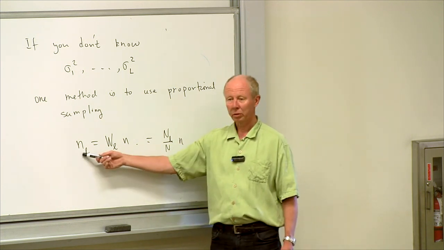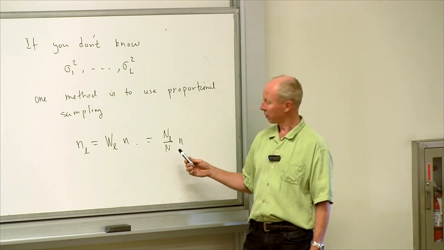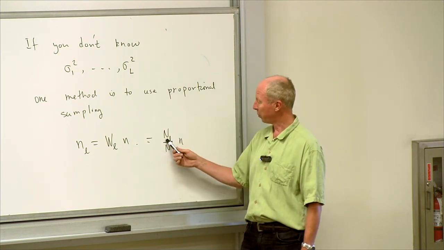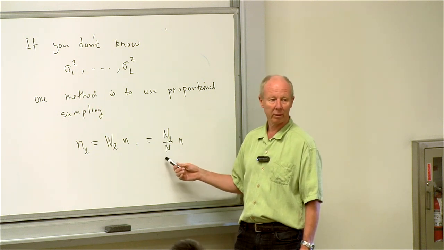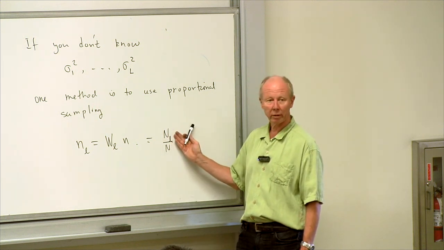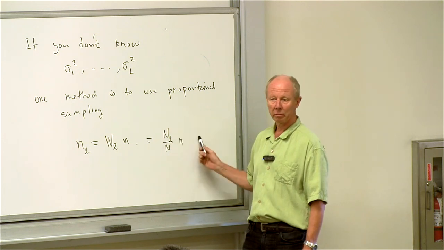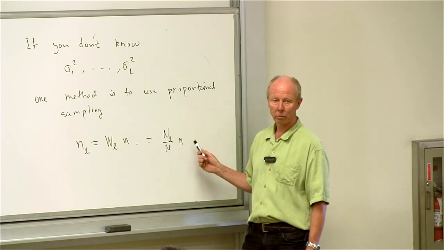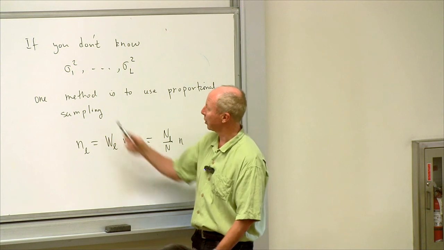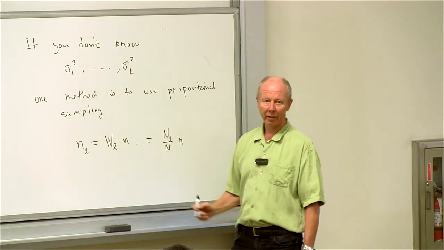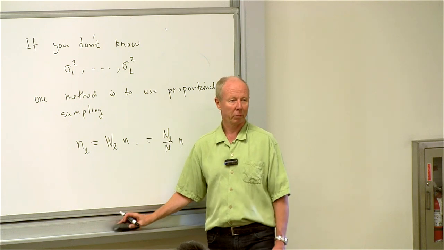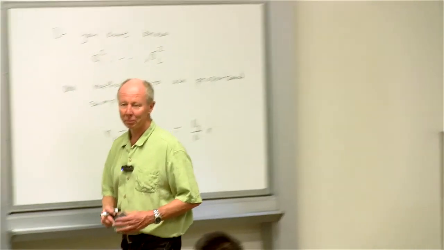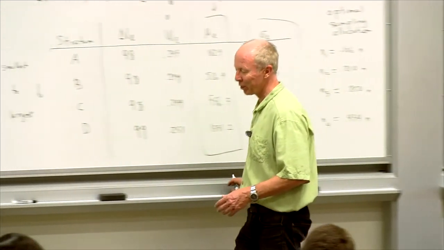If you add these up, what do you get? Well, when you add these numbers up, what's the sum of the capital N's of L? It's capital N. The sum of these becomes 1. So the sum of this would become little n. Okay, so if you don't know sigma squared, you could use this. You give up optimality, but what else can you do? Okay, it's a reasonable approach.